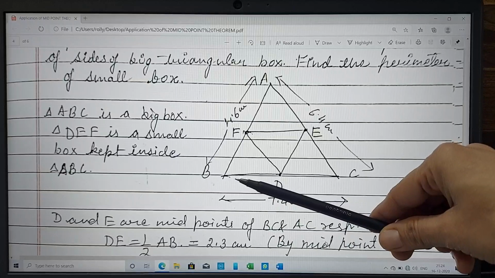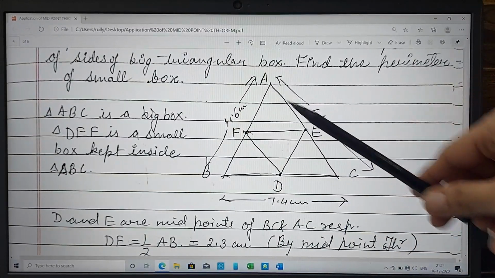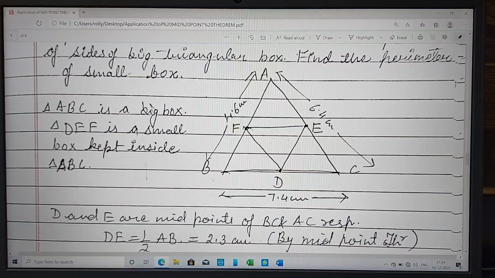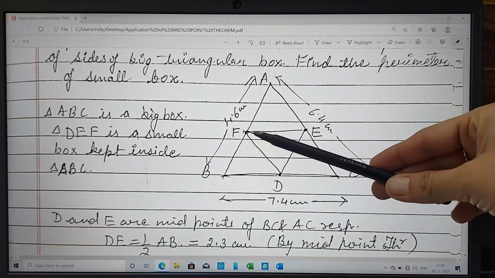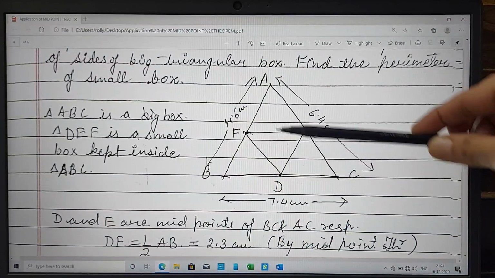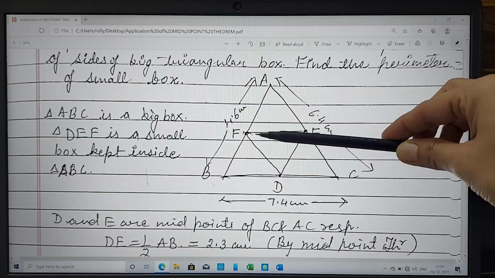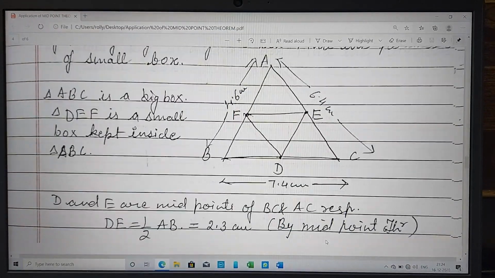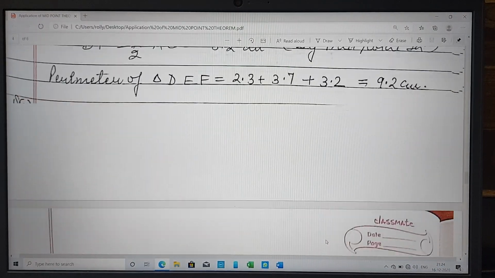That means half of 4.6. And FD will be equal to half of AC. That means FD will be half of 6.4. We have applied the midpoint theorem in triangle ABC. If E and F are midpoints of sides AB and AC respectively, then EF will be parallel to the opposite base BC and EF will be equal to half of BC. Similarly, we can find out. So this is how the question can be framed, application based.